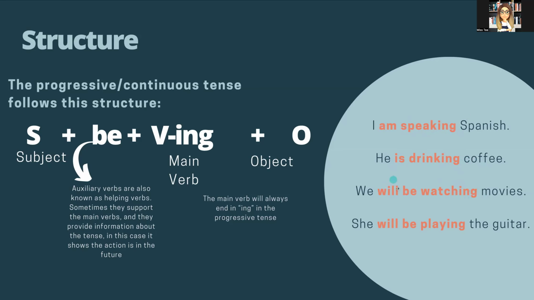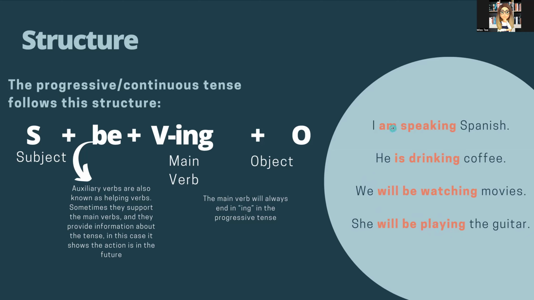We have we will be watching movies. So now it's the future. Will be is for the future. And then we have our main verb in ing. And she will be playing the guitar. Will be is in the future here as well. And now for playing, we have the main verb play and ing at the end. So ing is always used for the progressive tense.